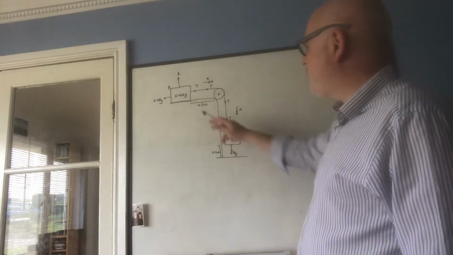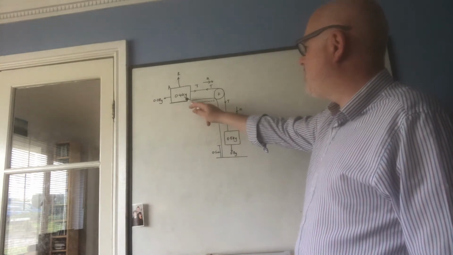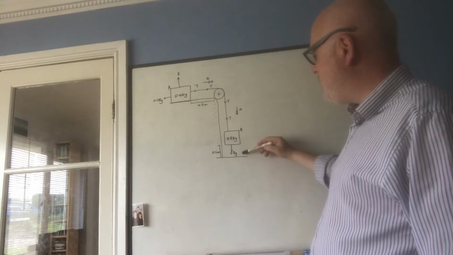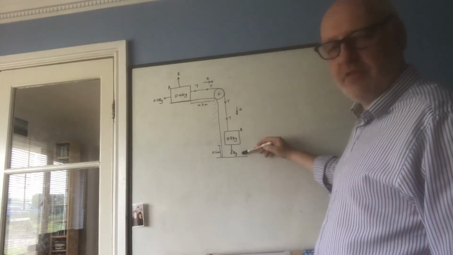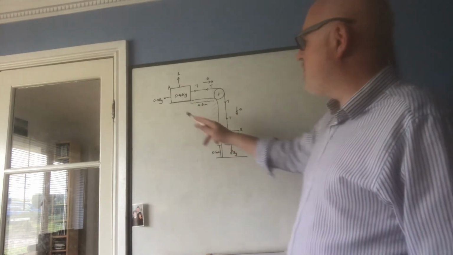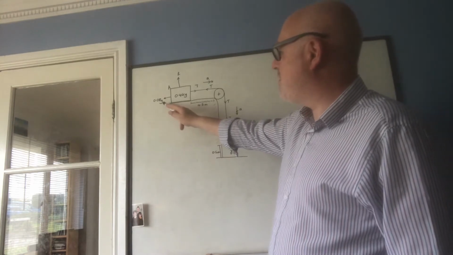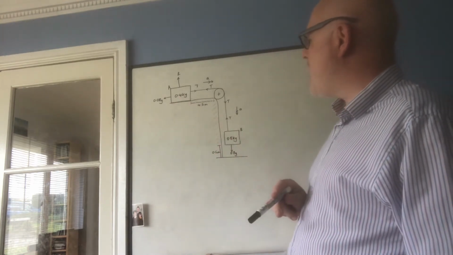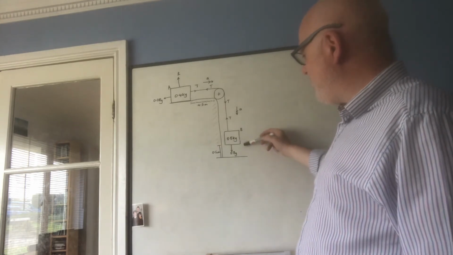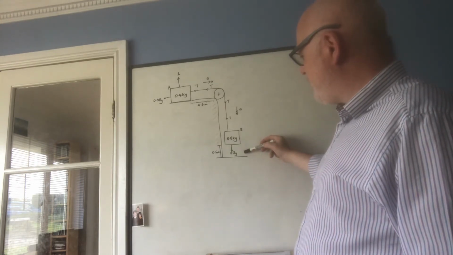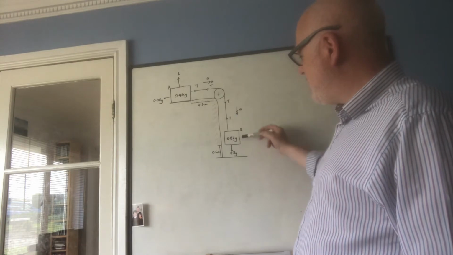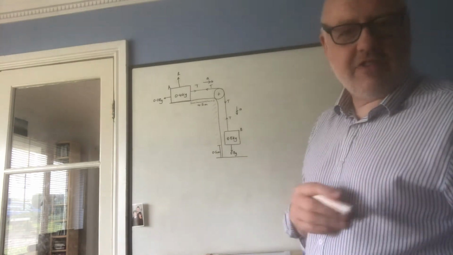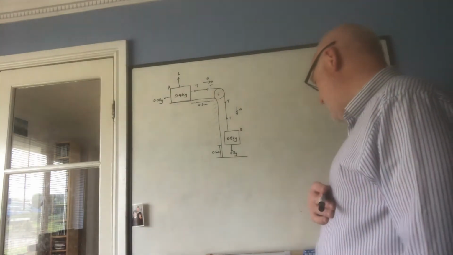You're told that particle A is 4.5 metres away from that pulley. You're also told that particle B is 0.5 metres away from the ground. You're told there is a force of 0.08 G working against particle A, and obviously the force pulling particle B towards the ground is 0.8 G. So these are the things that we're told.